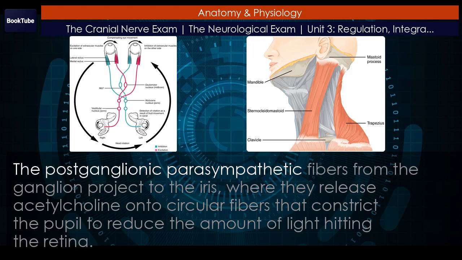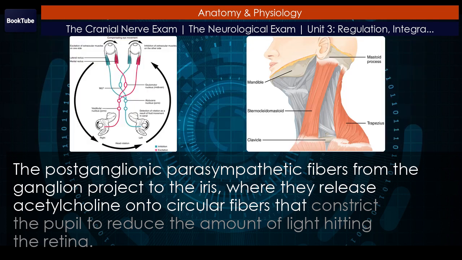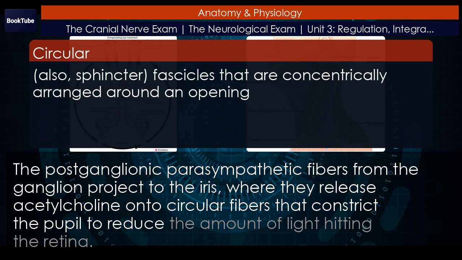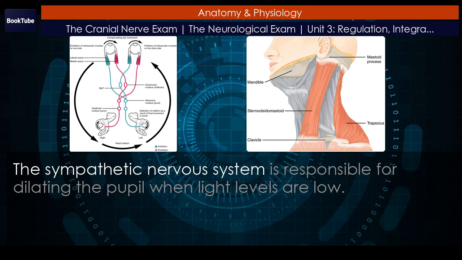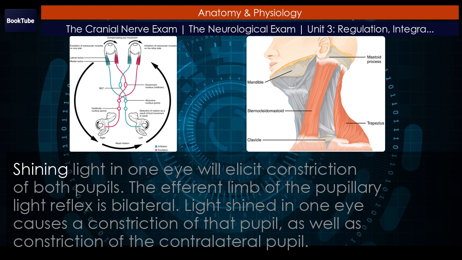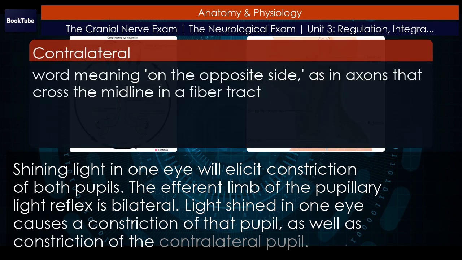The postganglionic parasympathetic fibers from the ganglion project to the iris, where they release acetylcholine onto circular fibers that constrict the pupil to reduce the amount of light hitting the retina. The sympathetic nervous system is responsible for dilating the pupil when light levels are low. Shining light in one eye will elicit constriction of both pupils. The efferent limb of the pupillary light reflex is bilateral. Light shined in one eye causes a constriction of that pupil, as well as constriction of the contralateral pupil.